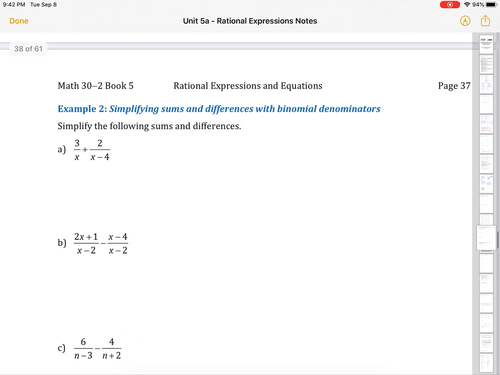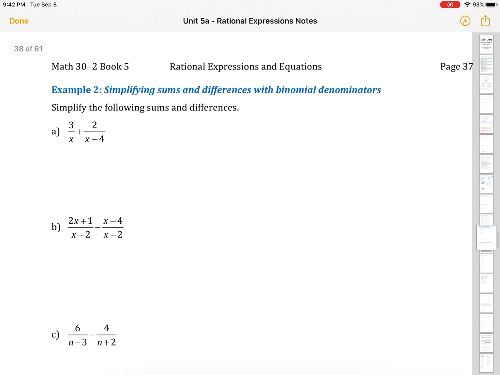So let's move on up. Now, when we get into binomial denominators, it gets a little more complicated. I'm going to take a drink of water because I've been talking a lot today.